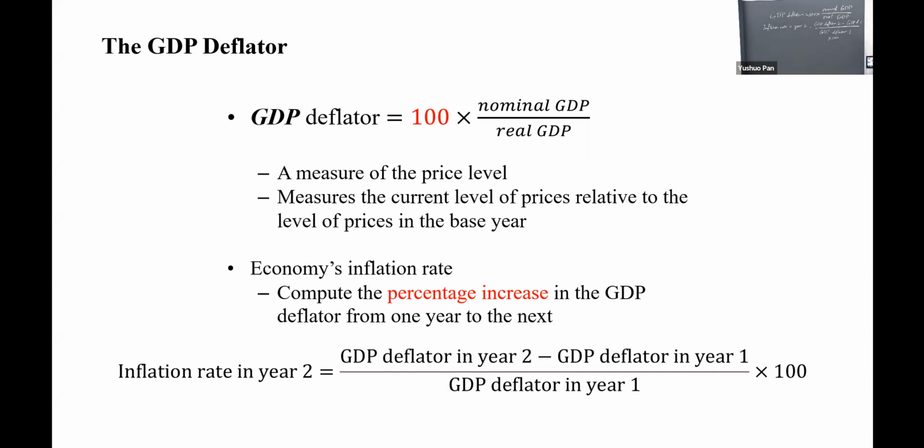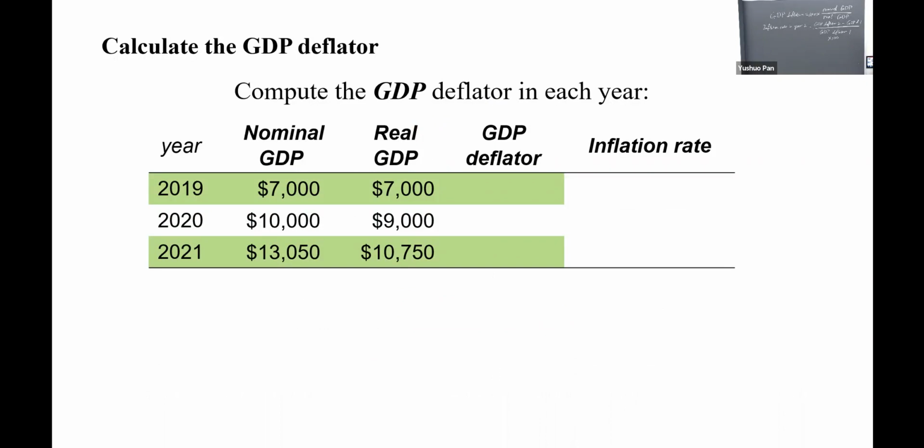So these two expressions are important in this part, and in both chapter 10 and chapter 11, we are going to have a huge amount of calculations. This calculation is for chapter 10. Compute the GDP deflator in each year. So the expression is over here, the equation. How to calculate the GDP deflator in three years? What's the inflation rate in 2020 and what's the inflation rate in 2021?